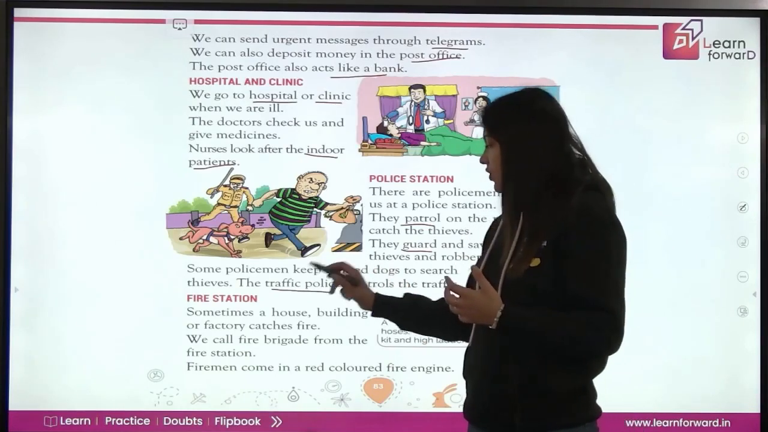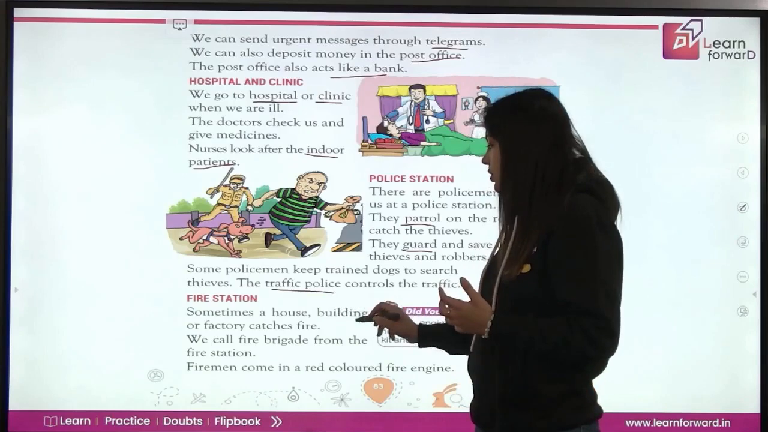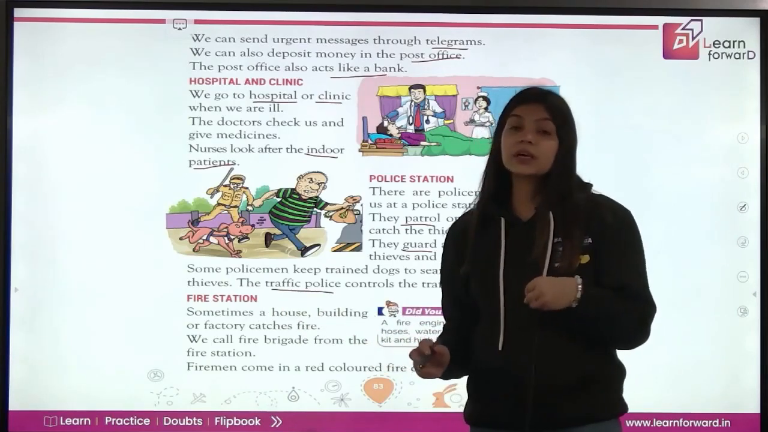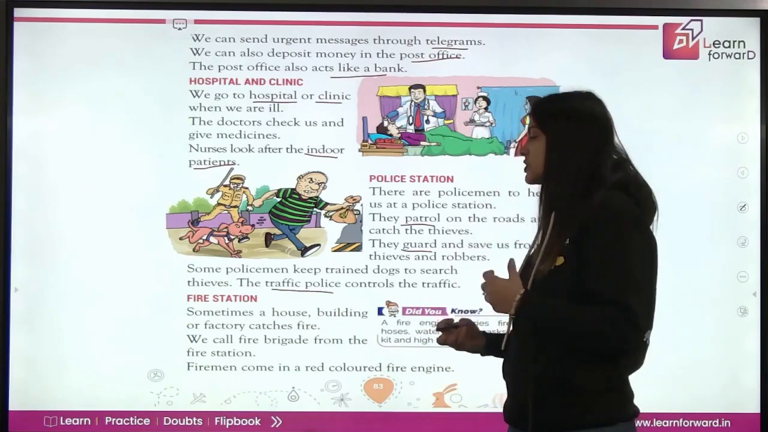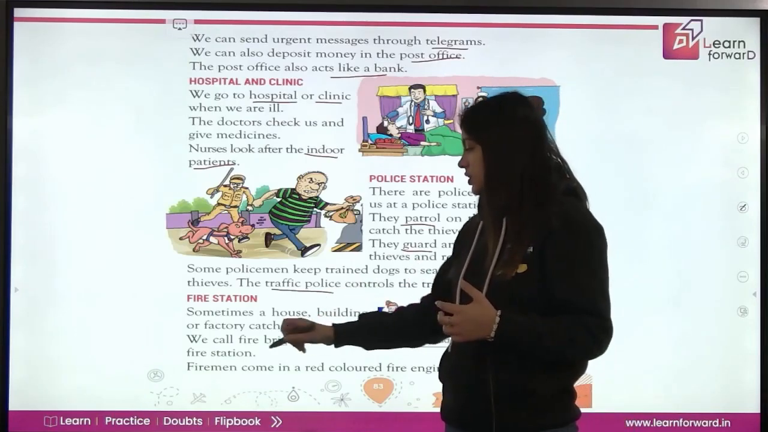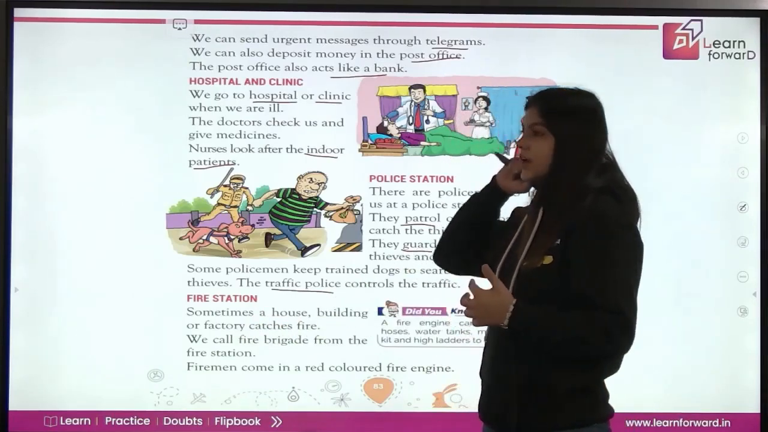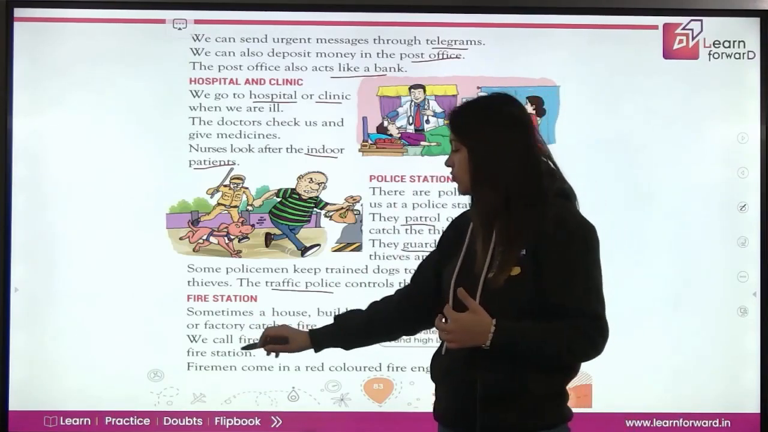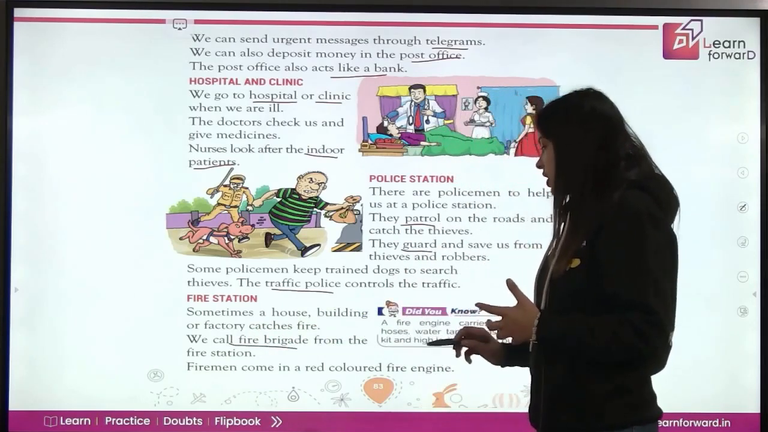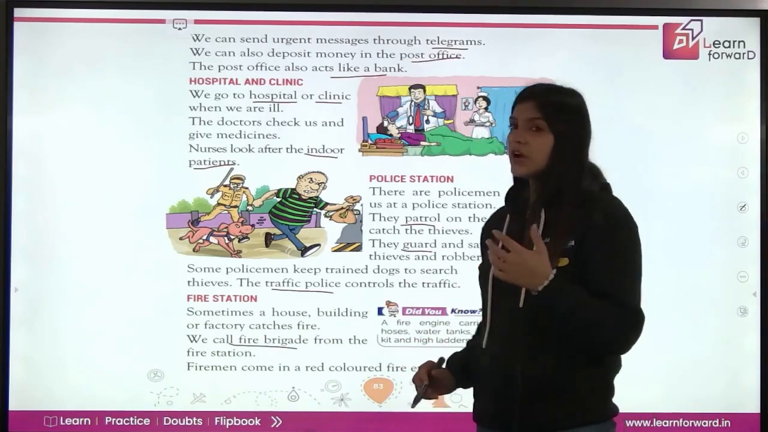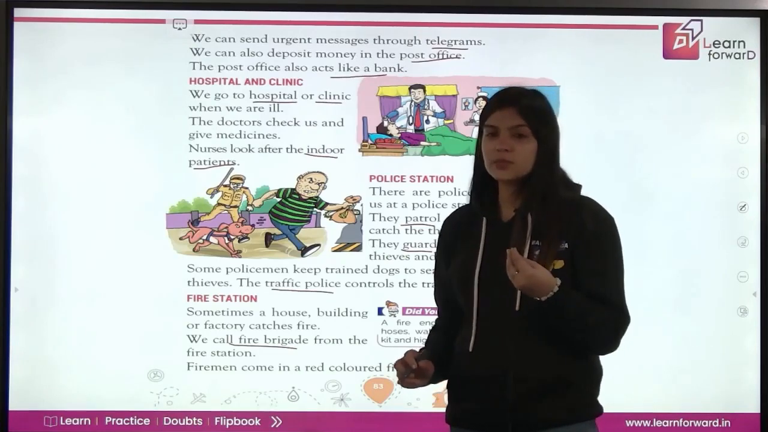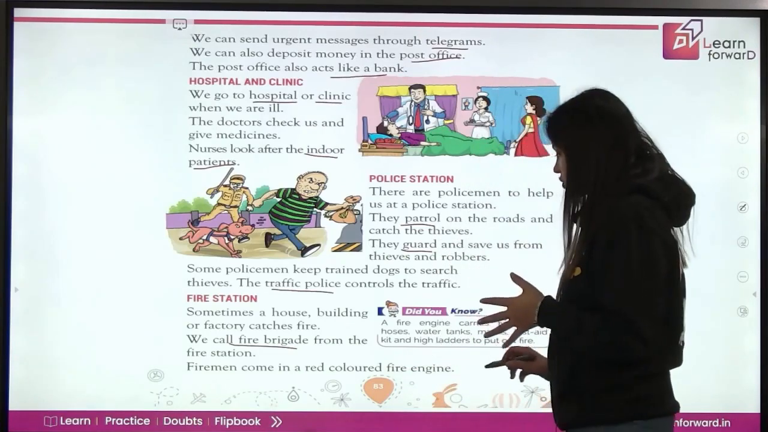Now next is the fire station. Sometimes a house, building or factory catches fire. Sometimes in a house, a factory or a shop, anywhere, a fire breaks out. We call the fire brigade from the fire station. So whom do we call? We call the fire brigade. Firemen come in a red colored fire engine. They come in a red colored fire engine.